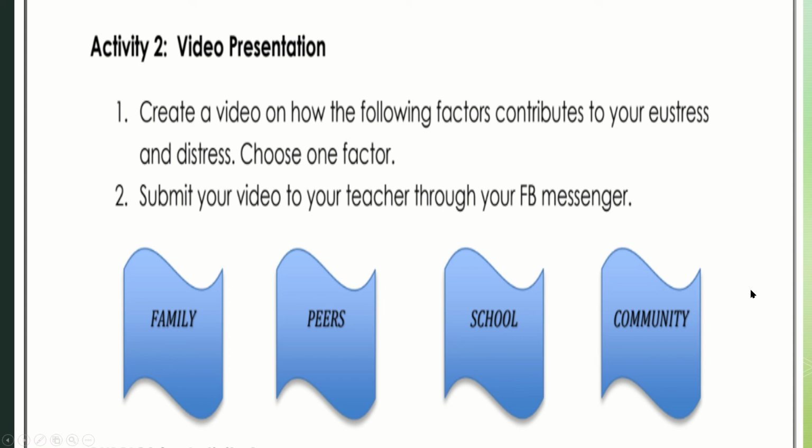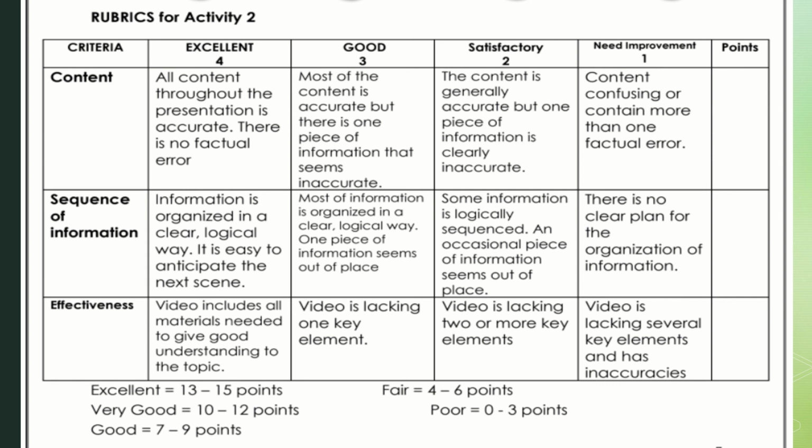So, that's how you're going to do all of your activities from music to health. By the way, there is also a rubric for your activity. The criteria are content, sequence of information, and effectiveness. If you present an accurate presentation wherein there is no factual error in it, then you will be given 4 points. Next, if you have a sequence of information where it is easy to anticipate the next scene, another 4 points.